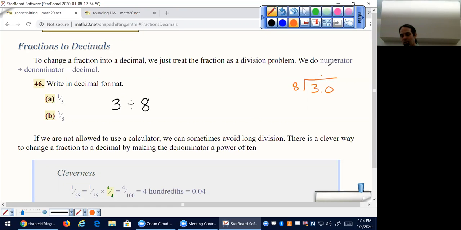Okay, so what are we going to do? 8, 16, 3 times 8 is 24. 60. 7 times 8 is 56. Yes, my brain is fried right now. 56, 40, 5 times 8. So there we go, 0.375.